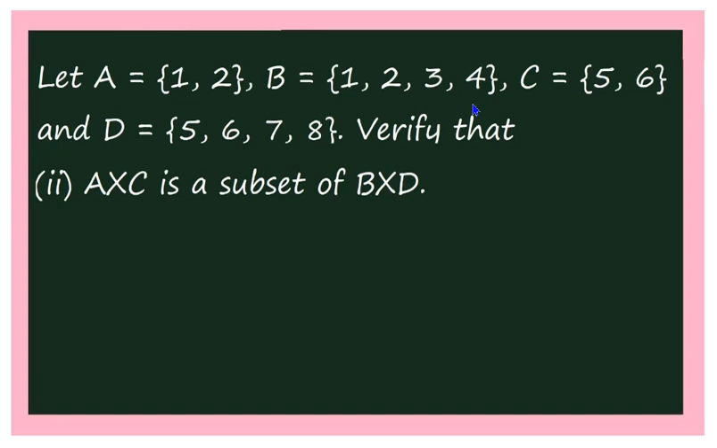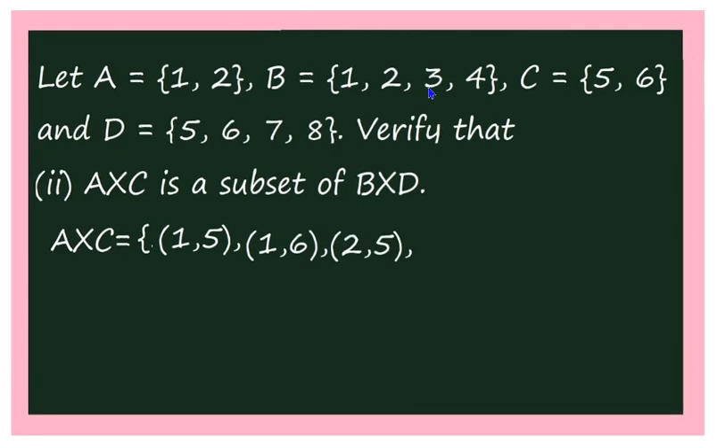Here you have to find A × C. A has 2 elements, C has 2 elements, so A × C will have 4 elements. What are the elements of A × C? (1, 5), see, A is here, C is here: (1, 5), (1, 6), (2, 5) and (2, 6). These are the 4 elements in A × C.